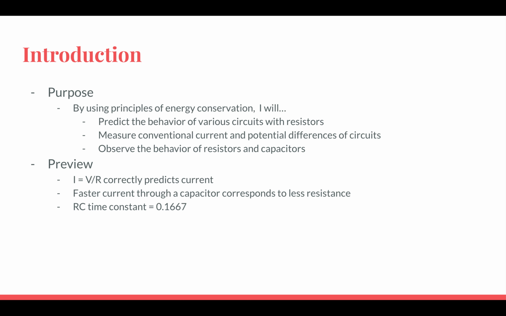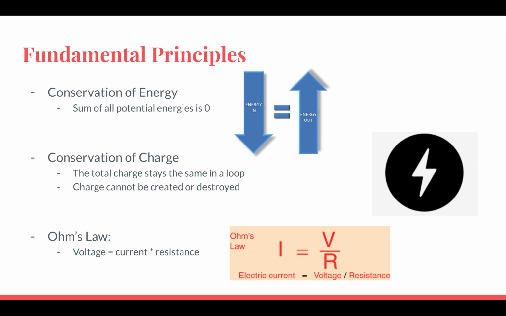Faster current through a capacitor corresponds to less resistance, and the RC time constant is 0.1667. Some fundamental principles: we have the conservation of energy, which basically states that the sum of all potential energies is zero in the cases of circuits. So basically energy in equals energy out.